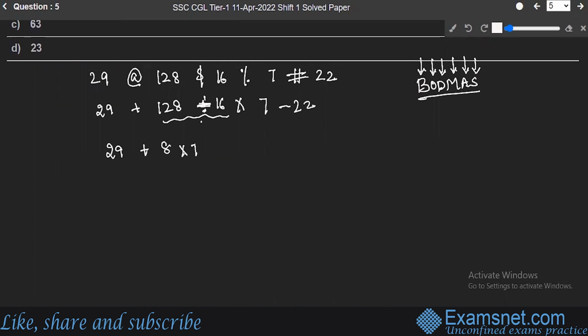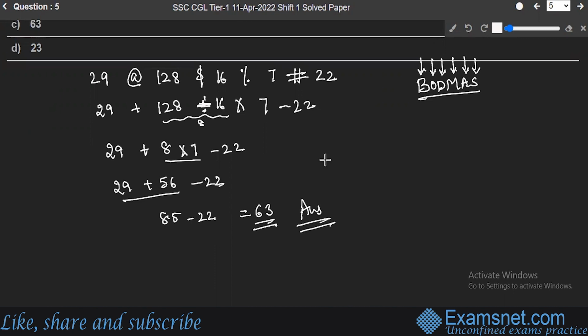Multiplied by, this will give you 8. So this is multiplied by 7 minus 22. Next, according to BODMAS, you will be solving a multiplication. So let's solve the multiplication. 8 7s are 56 minus 22. Then addition, this will be 85 minus 22. This is equal to 63. So this 63 is the correct answer for this question.